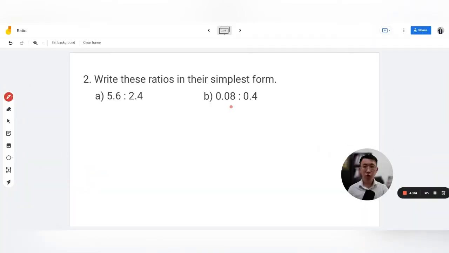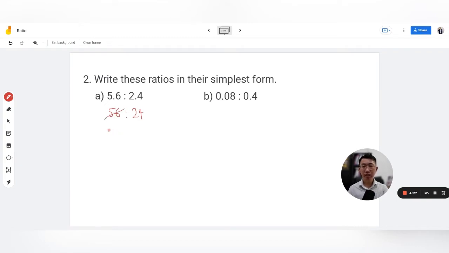There you go. For ratios with decimals, I can see 5.6 ratio to 2.4. So how to do this kind of question? I want you to times 10 for both sides. Whenever you see one decimal place, you times 10. So you will transform the question to become 56 ratio to 24. Now from here, you get back the situation like question 1 just now. So you are going to slowly divide by 2.